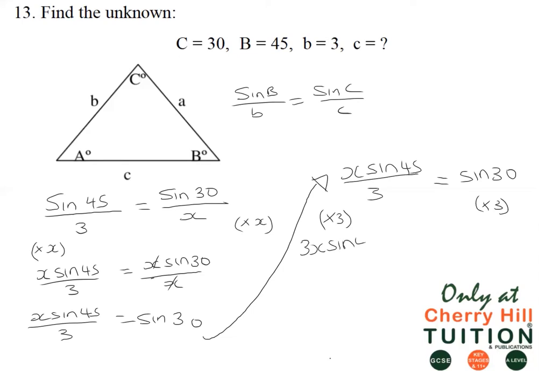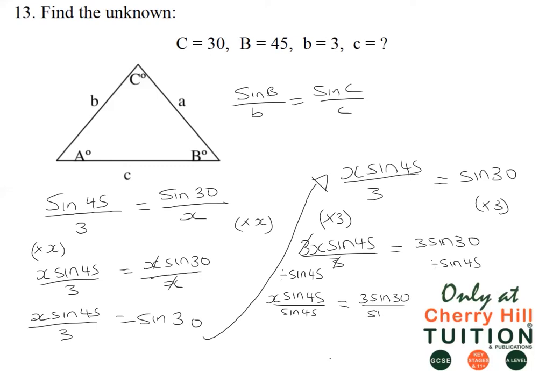3x sine of 45 over 3 is equal to 3 sine of 30. On the left-hand side, the x's cancel out, and the only thing left to eliminate is the sine 45. So we can divide both sides by sine of 45, leaving us with x sine of 45 over sine of 45, which is equal to 3 sine 30 over sine of 45. On the left-hand side, the sine 45s cancel out, so we are just left with x, which is equal to 3 sine 30 over sine of 45.